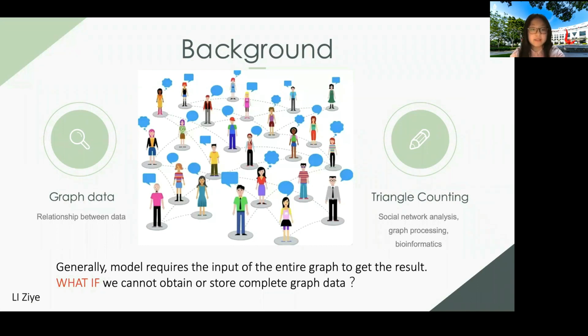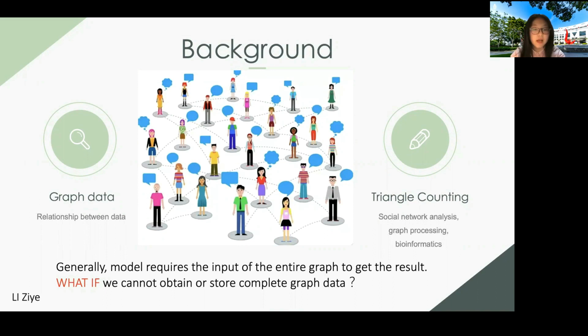Triangle counting as a local topology counting method has been widely applied in the field of web science with the development of large-scale graph modeling, index databases, and network fraud detection. There are three main applications of triangle counting, including social network analysis, graph processing, and bioinformatics.